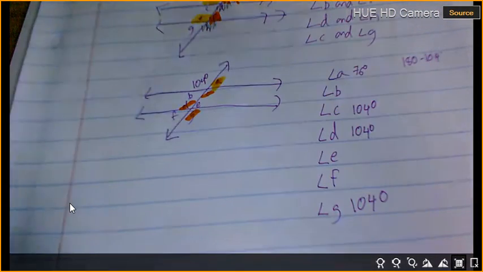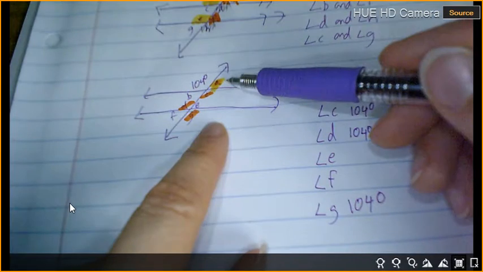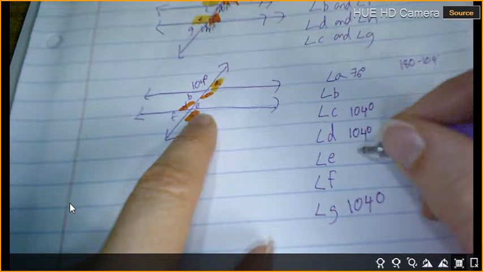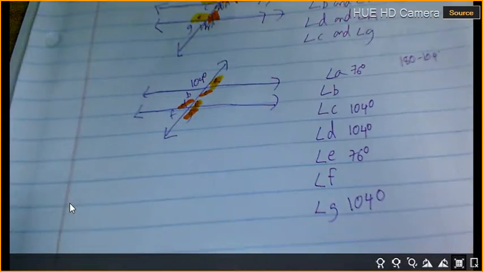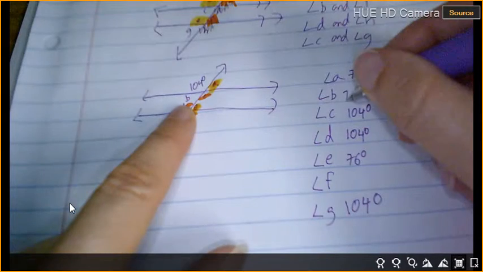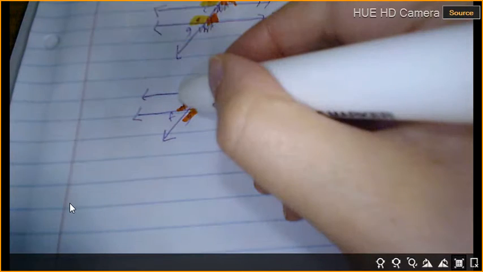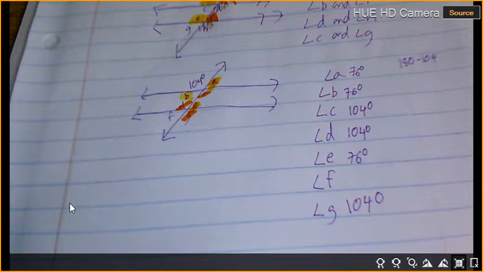Now, let's try this just a little bit differently. What is the corresponding angle for A? Just because we're working on corresponding angles. What's the corresponding angle, not the vertical angle, corresponding for A? E, good. So E would be 76. So I've got that one. Okay. And then what's the vertical angle for A? B, so B would be 76. And what's the corresponding angle for B? F. And so that would be 76.